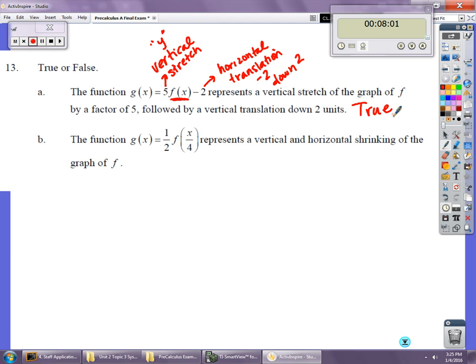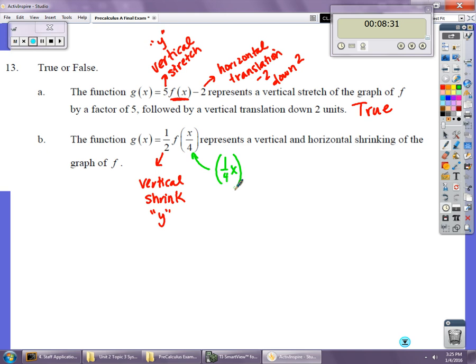Okay, in the second one, in B, the 1/2 is going to end up being a vertical shrink, right? It's less than 1, so it's going to affect the y by shrinking the numbers instead. Now, the other number in the problem is the x over 4, which you can think of as being written as 1/4 x. That's the same thing, so if it's easier for you to visualize it that way.